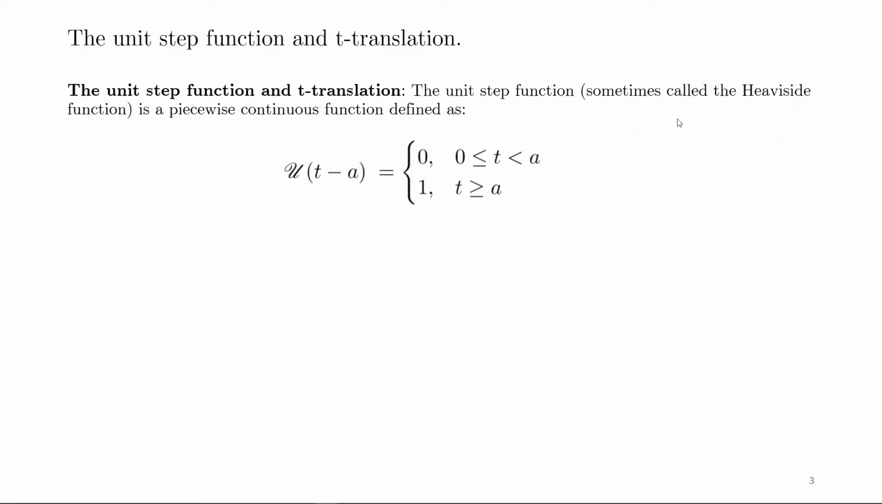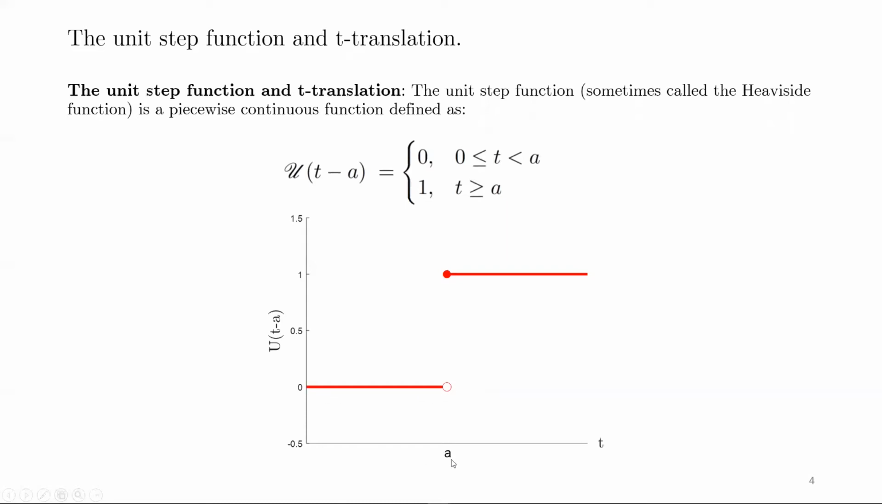But basically, what does this function look like? Well, for t equal to a or less, this function is equal to 0, and then at the point t equals a, the function jumps up to be equal to 1 there. Okay.